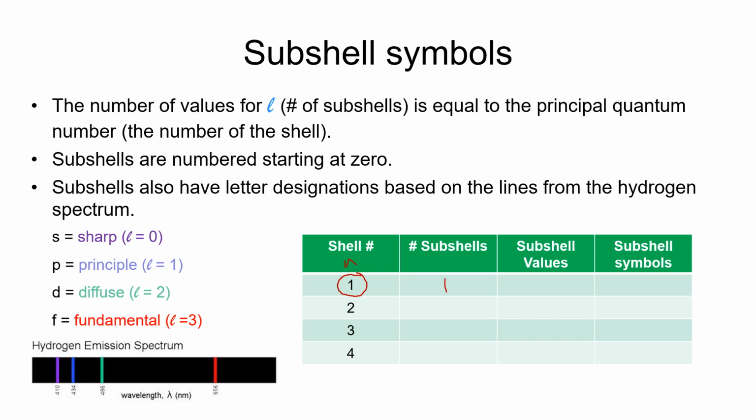And shell number 2 has 2 subshells, and shell number 3 has 3 subshells, and shell number 4 has 4. And shell number 5 theoretically could have 5, but we never need to go past 4 to do all of the atoms on our periodic table.